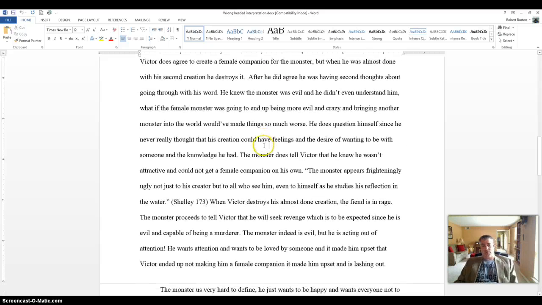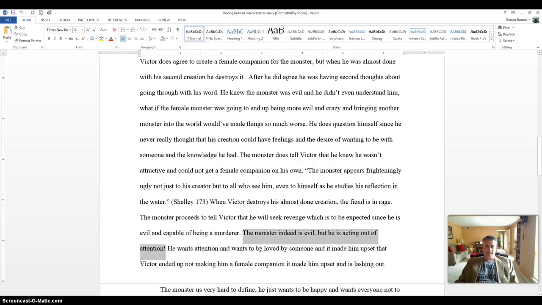However, I want to look at the bottom, because lots of times when students do that, you can find what they really want to talk about at the bottom. But if we look, here it is: Victor ended up not making a female companion. Well, that doesn't seem to be where we want to be. And attention, loved by someone made it upset. Oh yeah, here's the whole sentence: his attention, wants to be loved by someone, made him upset. That could be the whole idea.